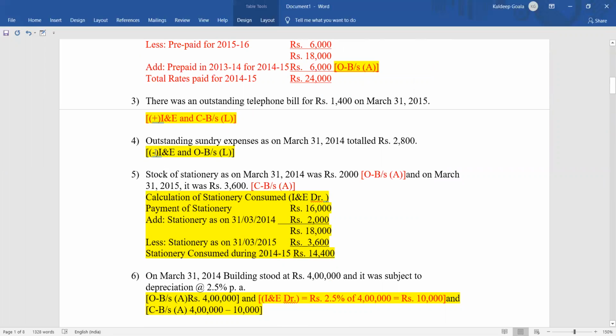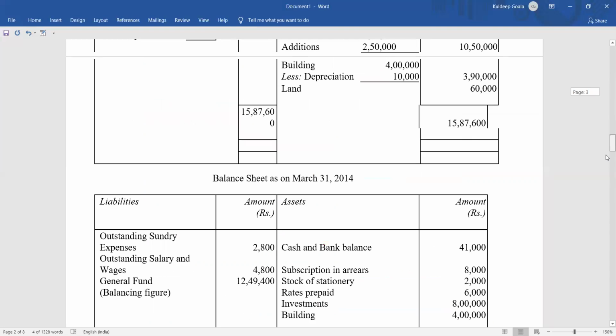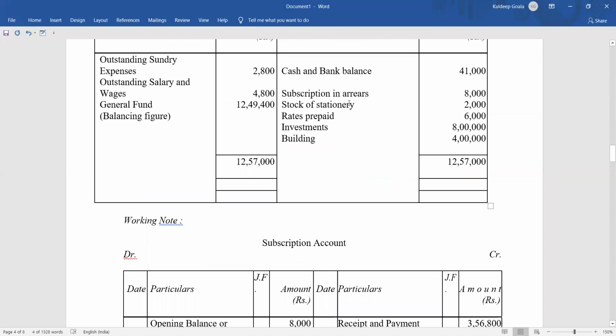So then next comes the outstanding sundry expenses, which was also coming in the opening balance sheet, but in the liability side. So we'll see it later. Let's finish the asset side first. So here it is there. 2,000 rupees, the opening balance sheet will come. How much? Stationery. What is that? Stationery of 2,000 will come in the opening balance sheet asset side. That will also go here. Opening balance sheet asset side. Stock of stationery 2,000. Okay.